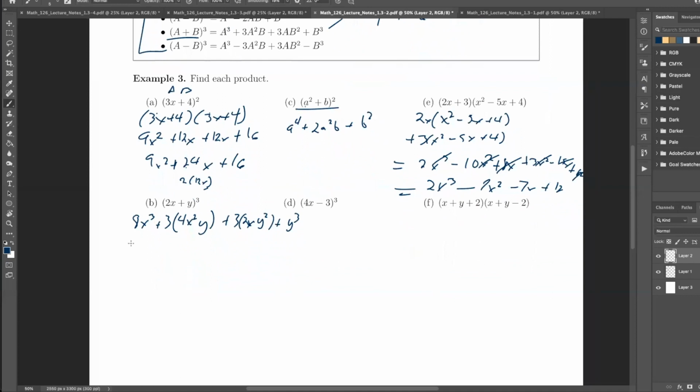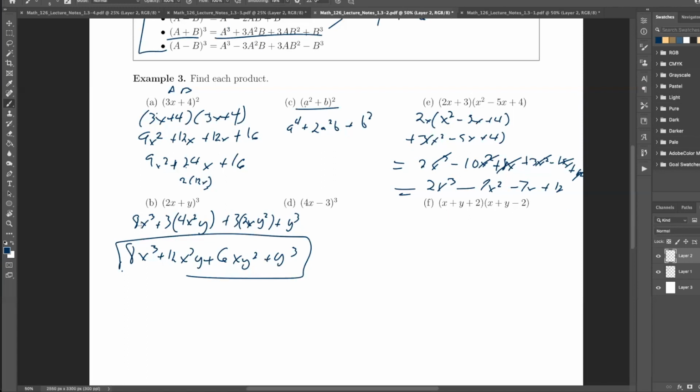And if I simplify that, I get 8x cubed plus 2 plus 6, sorry, xy squared. Okay. Does everyone see how I produce this using this formula up here? So this is my a and this is my b. This would be my 3a squared b. This would be my 3ab squared, and this is my b squared.